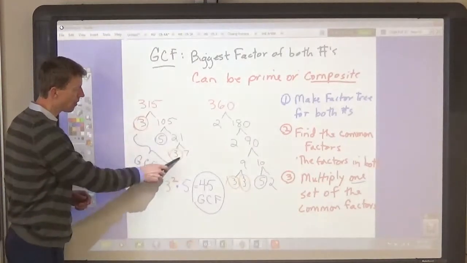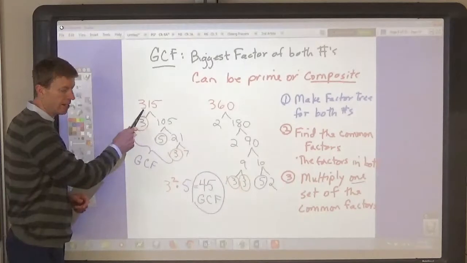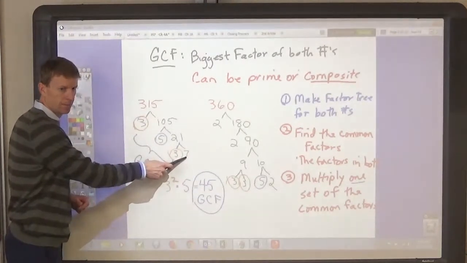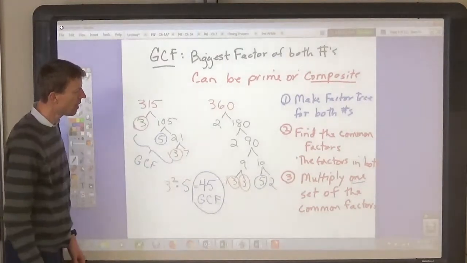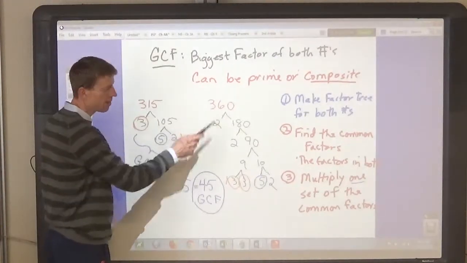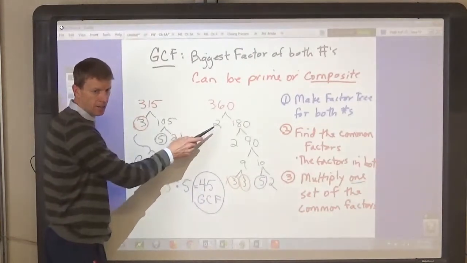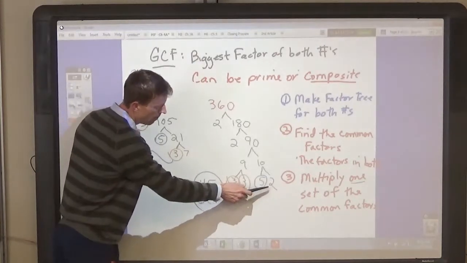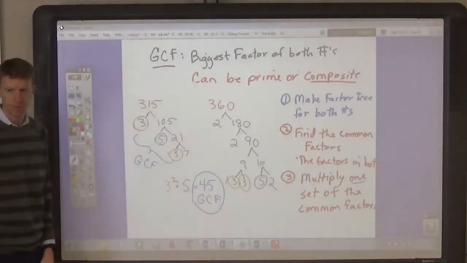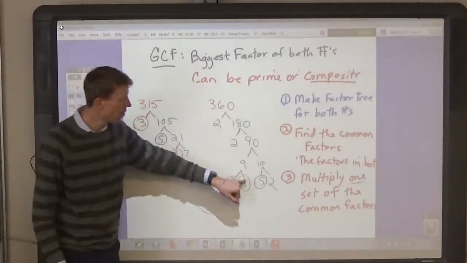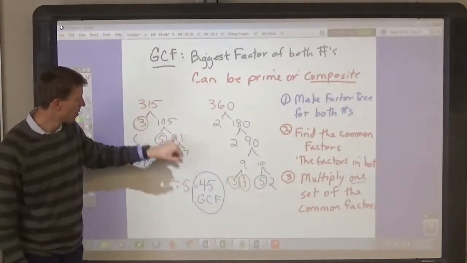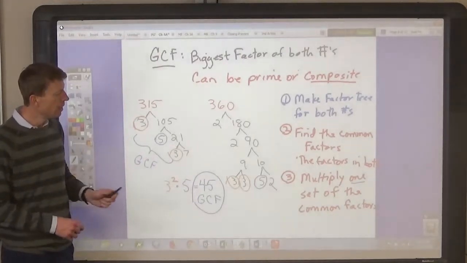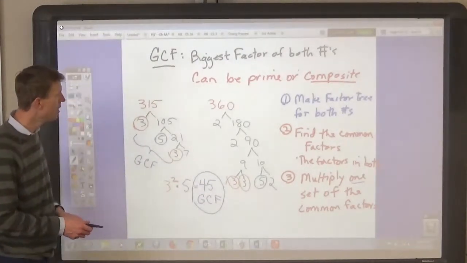The prime factors for 315 are 3, 5, 3, and 7. And the prime factors in 360, if you just look up here, are 2, 2, 3, 3, 5, and 2. Okay, those are all the prime factors. These are the prime factors for 315. Now, what we have to do with those is circle the ones that are in both.